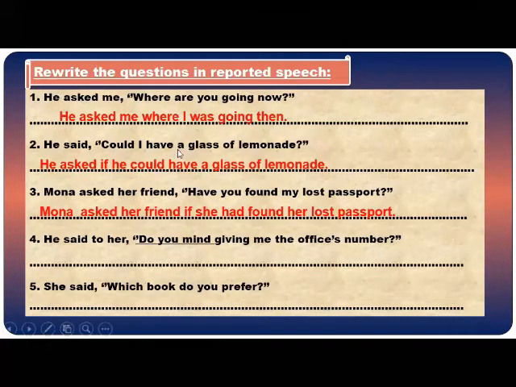So here, "could I have" is a request. I can join with "to" and the infinitive, or I can make it a normal yes/no question. So: he asked if he could have a glass of lemonade, is right. He asked to have a glass of lemonade, is right. It's a request. Okay, both are right.